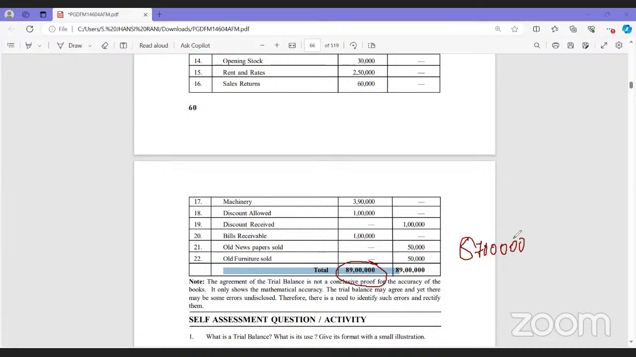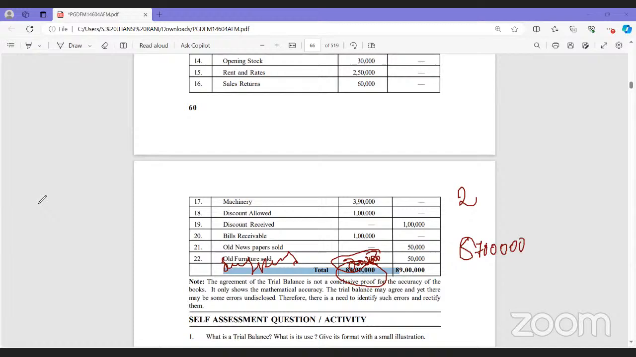So the difference of 2 lakhs, we create a new account right here as suspense account and write the difference. We cannot write balance carried down or balance brought down in the trial balance; we are only totaling. So I write here 2 lakhs. This will be shown in the balance sheet on the asset side as 2 lakhs suspense account. This is in the case of the trial balance.